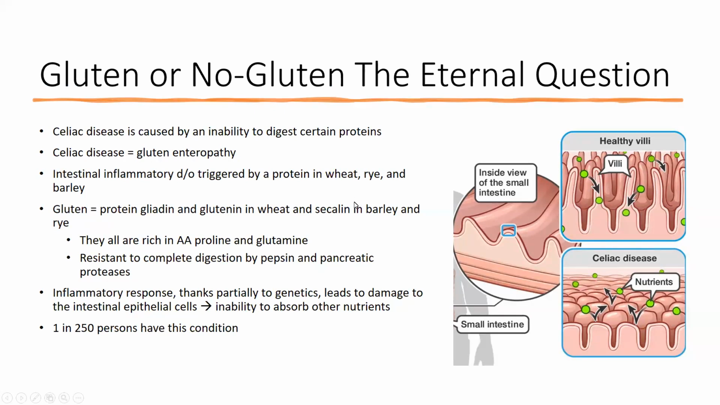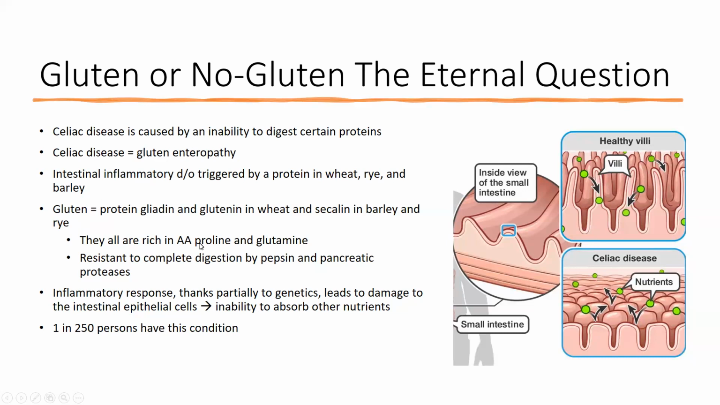We'll look a little bit more at some of these digestive pathologies coming up next week, but we will see intestinal inflammation triggered by proteins in wheat, rye, and barley. And then gluten itself, the proteins gliadin and glutenin in wheat and secalin in barley and rye are specifically some of the proteins that the body has a response to.